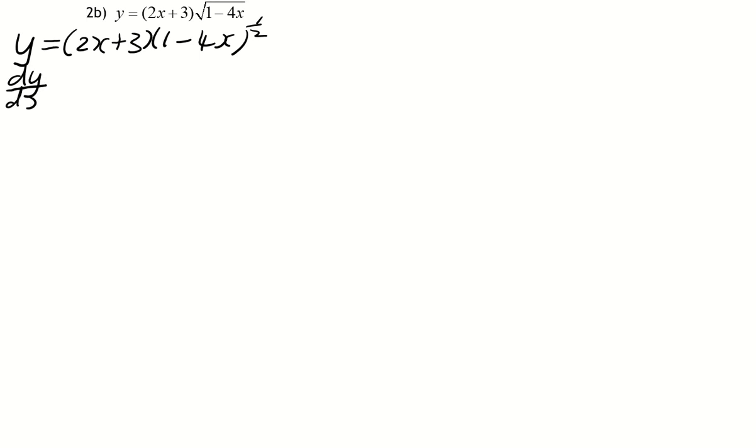So dy/dx will be equal to: write down the first function, times differentiate the second function. You use the chain rule: bring down the power half, reduce the function's power by 1. So half minus 1 becomes minus half. Times differentiate inside the bracket. Differentiate 1 minus 4x, you get minus 4.